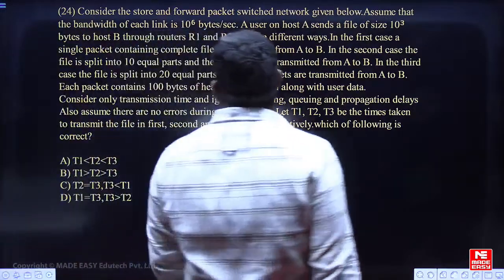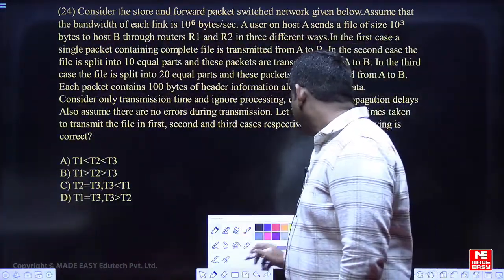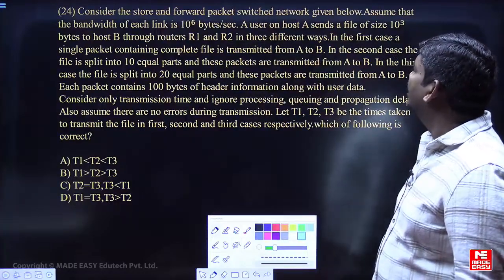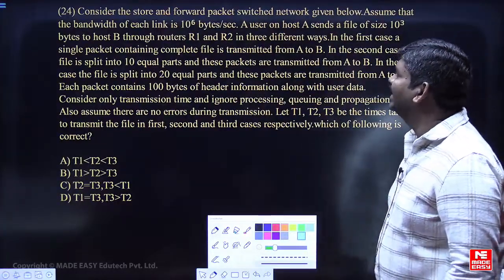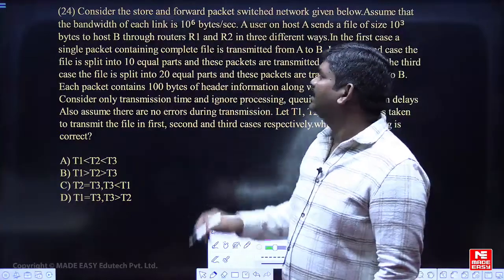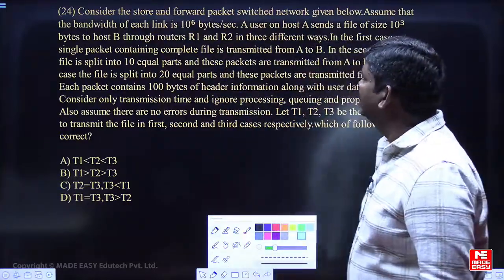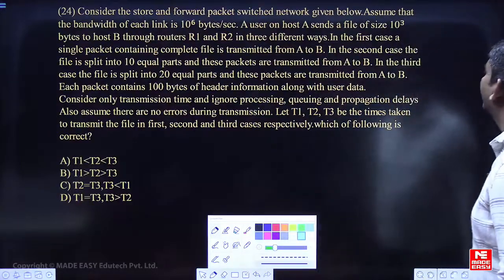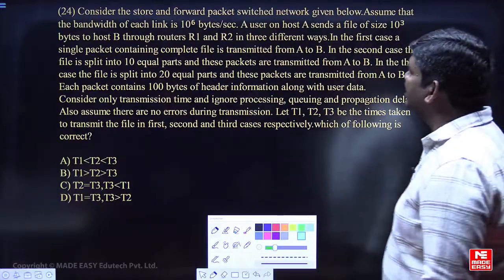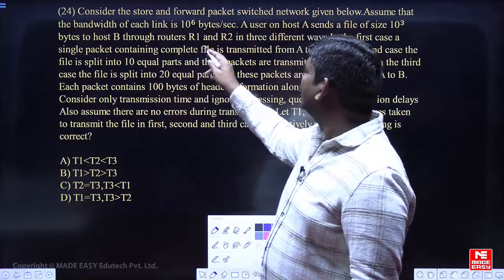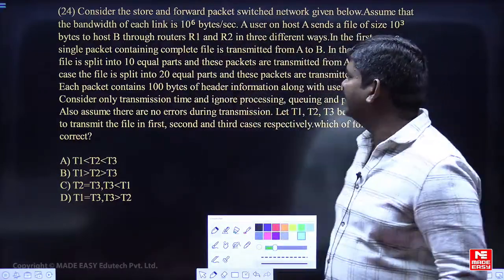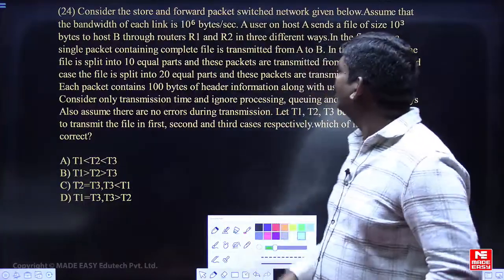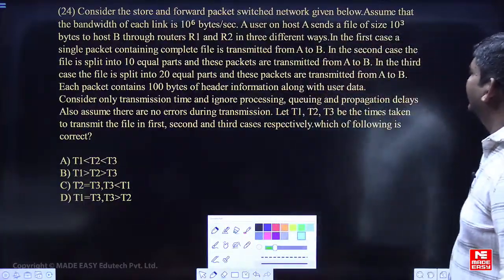Okay. See here they are just mentioning that it is a store and forward packet switching network given below. Assume that the bandwidth of each link is 10^6 bytes per second. A user on host A sends a file of size 10^3 bytes to host B through routers R1 and R2, means computer A is transmitting to computer B via R1 and R2 in 3 different ways.